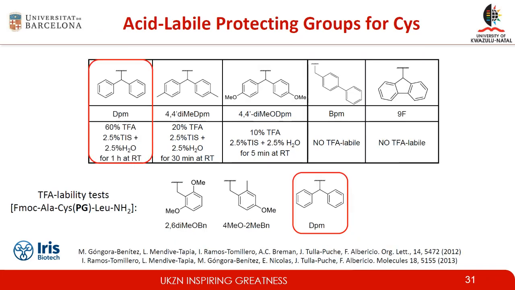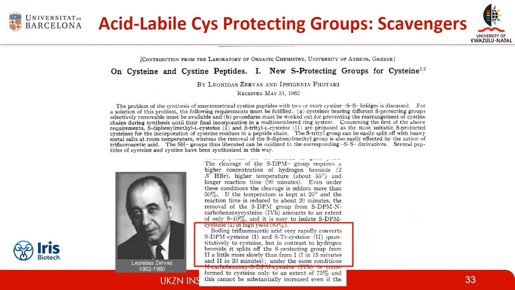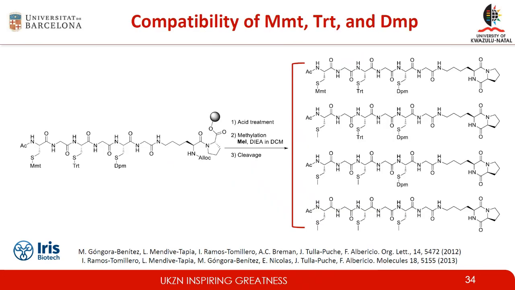Also, with the benzyl system, we were able to see that the diphenyl methyl was also fulfilling our good properties. This means that we need 60% of TFA in the presence of the right scavengers. From these three, the 2,6-dimethoxybenzyl, the 4-methoxy-2-methylbenzyl, and the diphenyl methyl, we were discussing with Thomas at IRIS, and we decided that probably the winner will be diphenyl methyl because the starting product is really available and it's cheaper. Then again, we come back to the idea that we need the right scavenger.